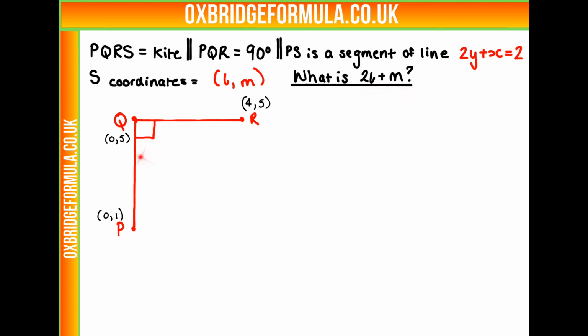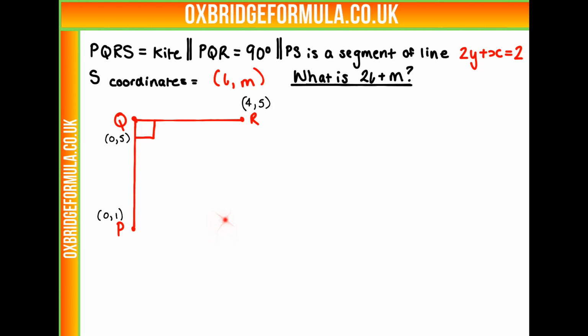So here are the points. We've got (0, 1) for P, (0, 5) for Q, and (4, 5) for R. We're looking for a point on a kite. What do we know about kites? What are the defining features we're going to need to use? Kites have two sets of sides that are the same length, and they are adjacent.